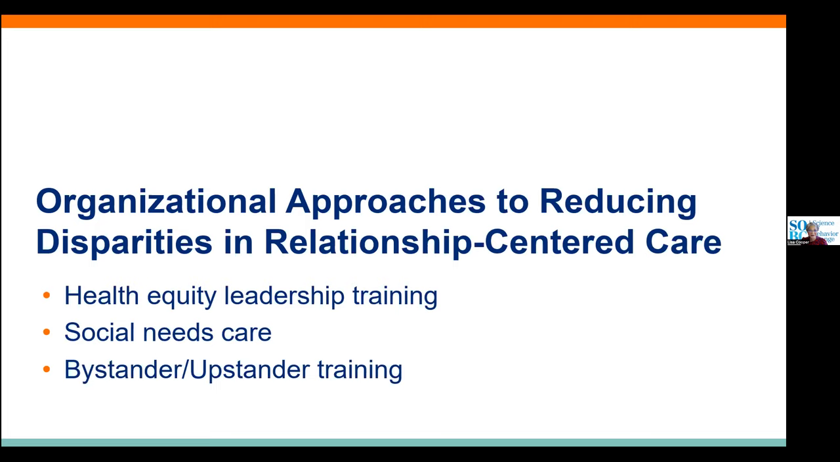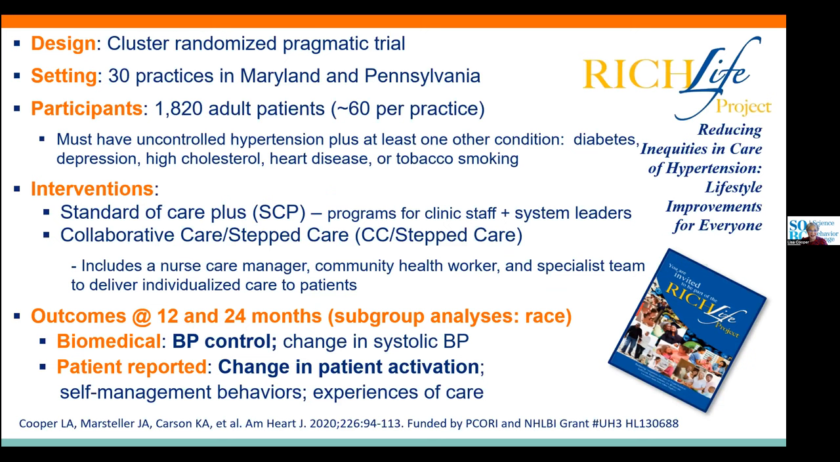So this trial is called the Rich Life Project. It just ended. It's a large pragmatic trial in Maryland and Pennsylvania with about 1,800 patients with hypertension plus another condition. And we randomly assigned the practices in this study. So there were 30 of them. So we randomly assigned 15 of them to what we called enhanced standard of care or standard of care plus, where we only focused on training for clinician staff and system leaders related to hypertension and for the system leaders related to health equity.